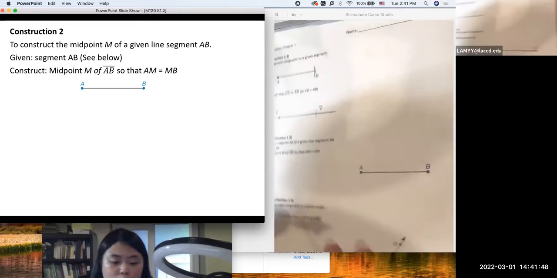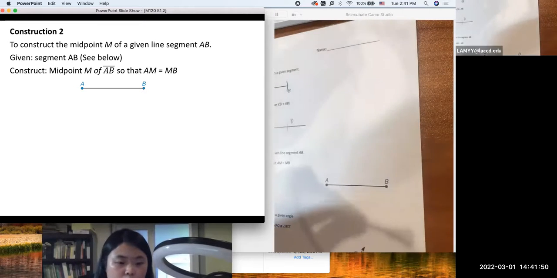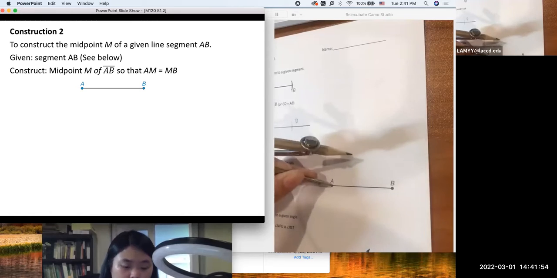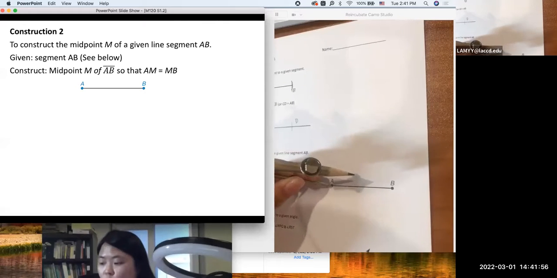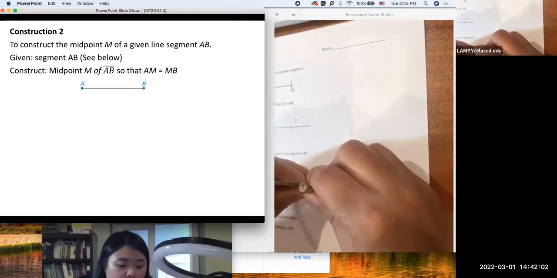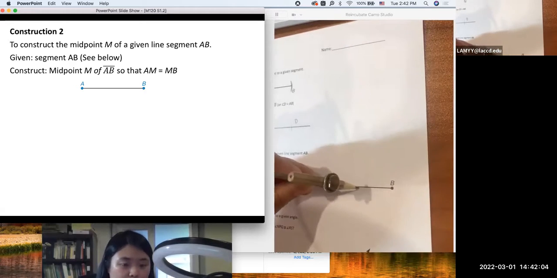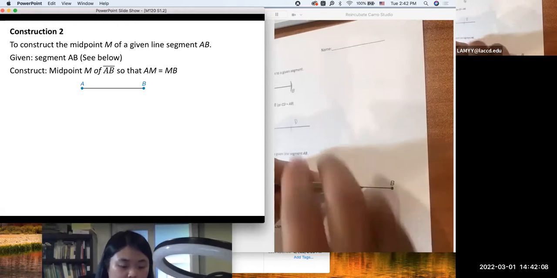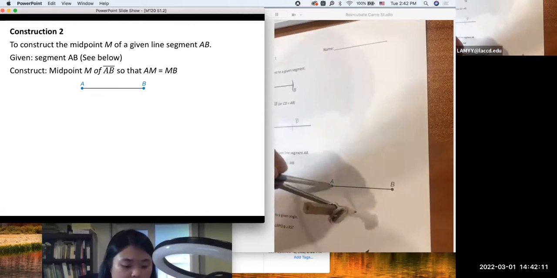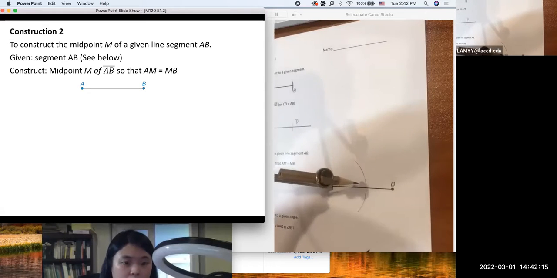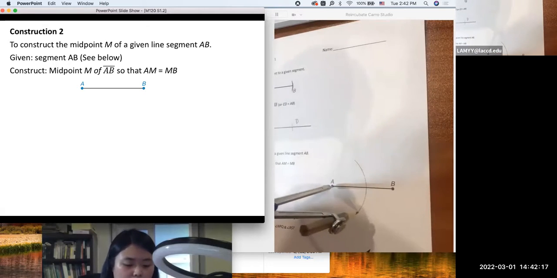Okay, ready, right? So now I use my compass, point it to the A. And you want to open the compass to a length greater than 1/2 of the AB. Okay, not half of it, a little bit greater than 1/2. And then draw the big arc here.